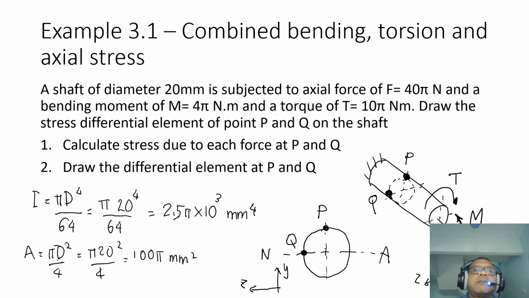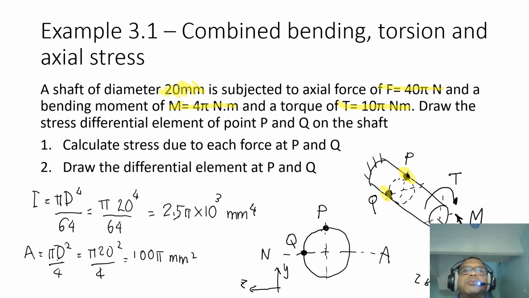So let's do one example here. A shaft of diameter 20 mm is subjected to axial force F equals 40π N, bending moment M equals 4π Newton meter, and a torque of T equals 10π Newton meter. Draw the stress differential element of point P. Point P is here, and then point Q. Point Q is located at the neutral axis of the shaft.